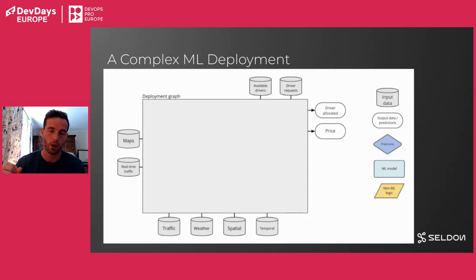So if I give this example, which is very heavily based on Uber's implementation of how they predict driver allocation and price for journeys, right? If we look at all the different inputs here, we've got the available drivers, driver requests, maps, real-time traffic, historical traffic data, weather data, spatial data, and temporal data. All of these inputs are being fed into the system. And on the outputs, what we're getting is an allocated driver and a predicted price for that journey.